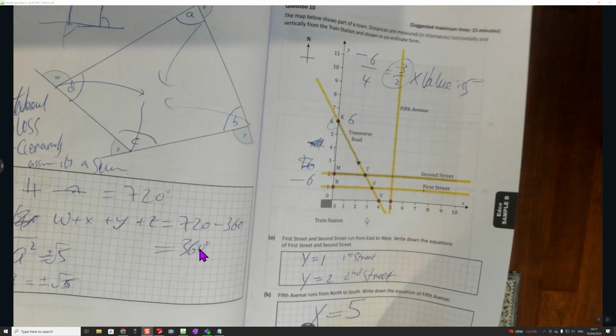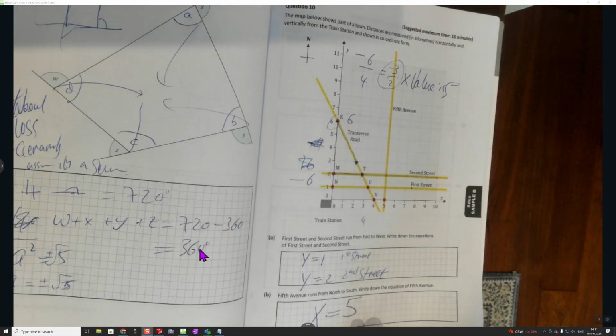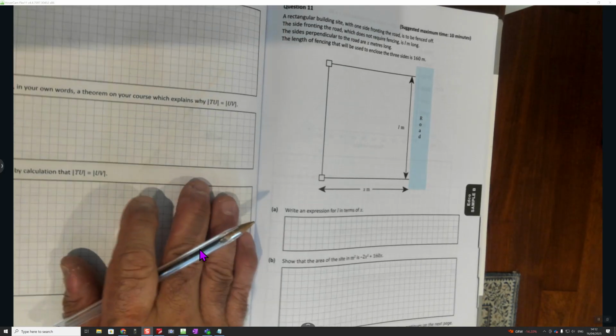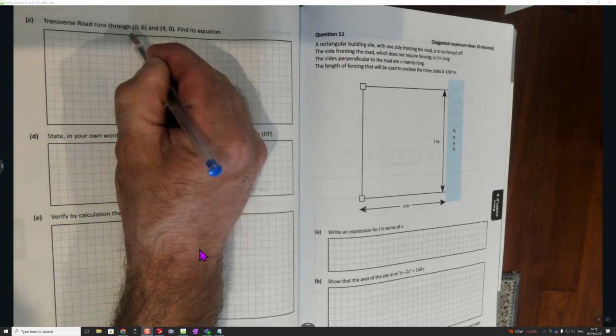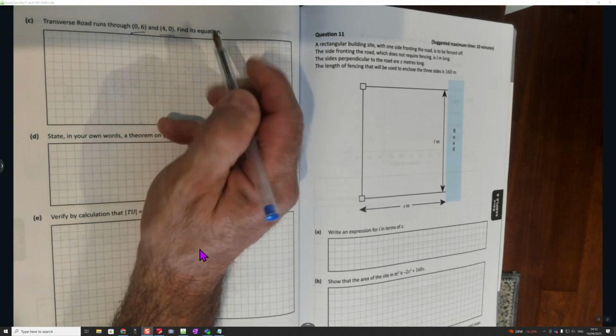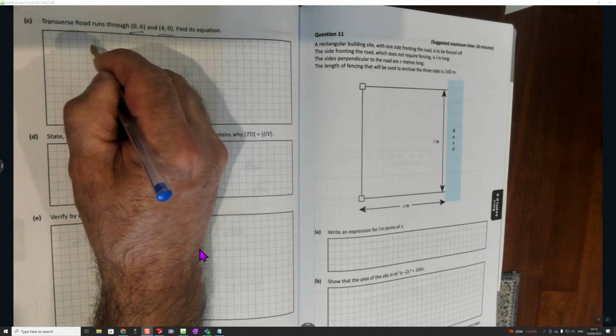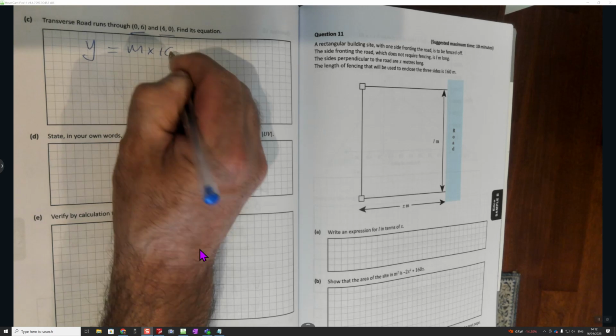Now it's not ideal in this situation, and the state exams would probably try not to do this to you. Okay, anyway, transverse road. And actually they did, do you see the way they did actually make things a bit easier for us by pointing out that. Find its equation. So it's intercept, so we're using y equals mx plus c.